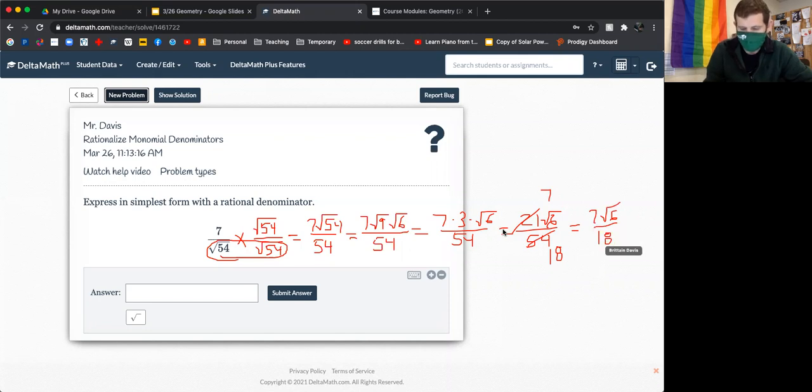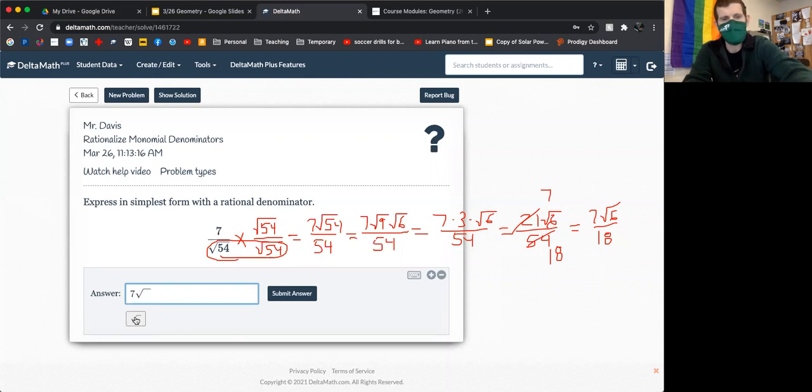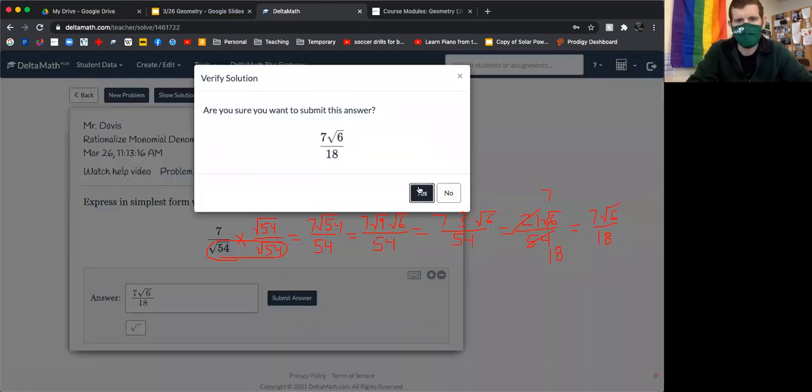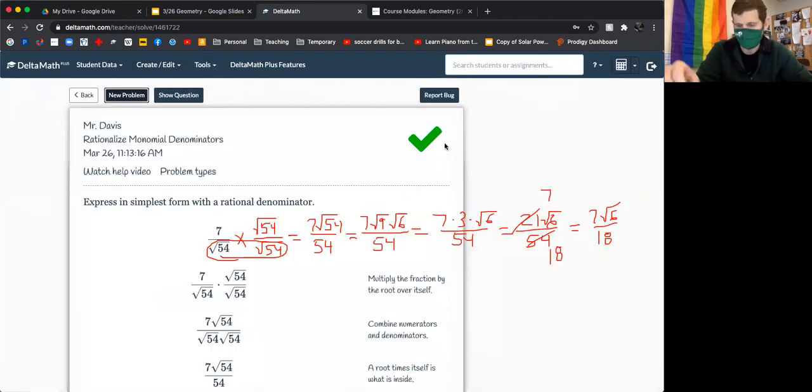I'm confident that there is no perfect square factor left for the radical, and I'm also confident there's no other common factors between 7 and 18. That's as simple as it gets. So 7 times the square root of 6 divided by 18. That's the simplest we can possibly make it. Well, I'm pretty confident. Let's see. Okay, good. I got the green check mark.